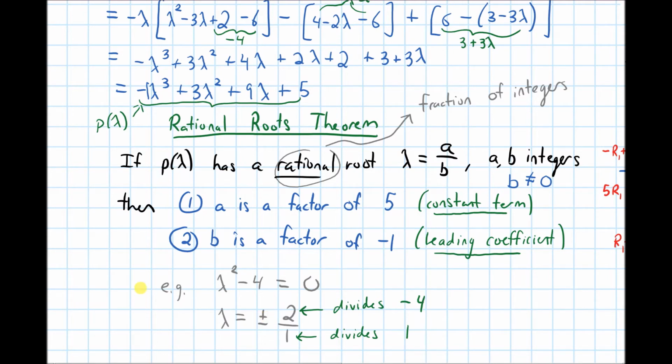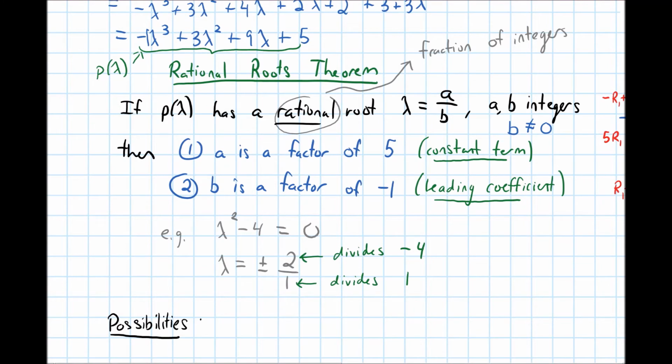Okay, so let's list out what these possible rational roots could be. So if the root of this equation is going to be a fraction, what is it going to look like? Okay, so I'm going to write my possibilities in fraction form. On the numerator, I need to have a factor of 5. So let's start small. I know 1 is a factor of 5, but I also know that negative 1 is a factor of 5.